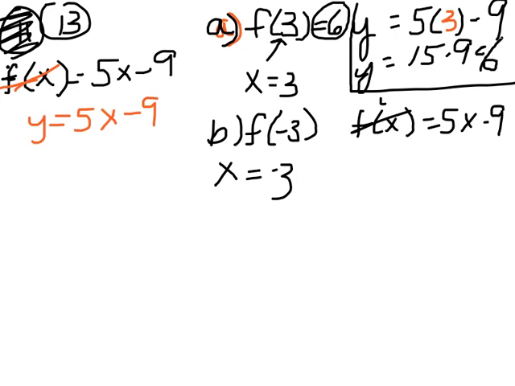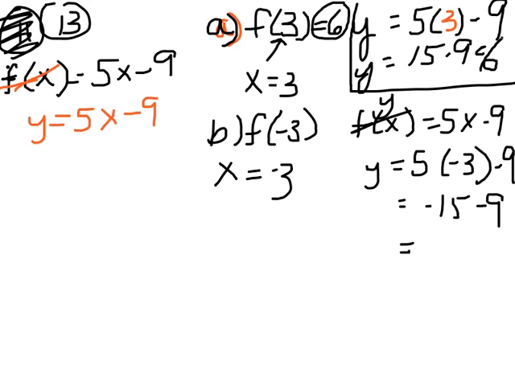If that bugs you, cross it out and put a y. y is 5 times, okay, x is negative 3, minus 9. So that's negative 15 minus 9. Wouldn't that be negative 24, right? So for B, the answer is negative 24. You could write f of negative 3 is negative 24.